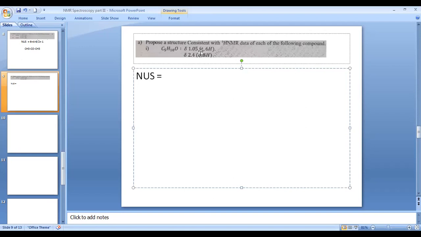What do you mean? If this carbon atom is getting a triplet, then how many hydrogen atoms are attached to the adjacent carbon atom? Very good. It means two hydrogen atoms are attached.